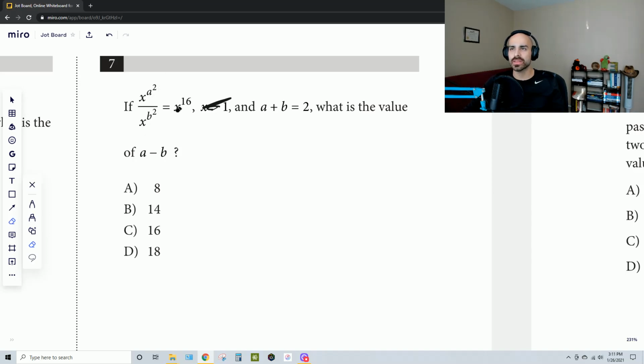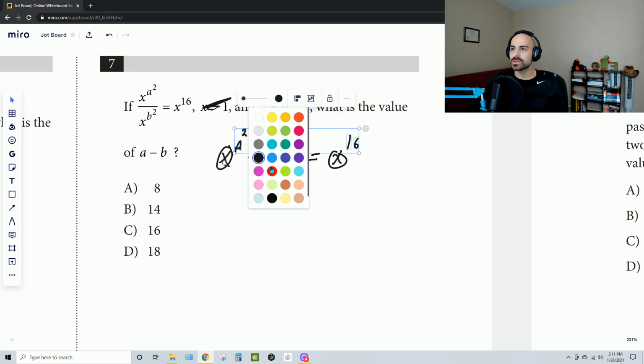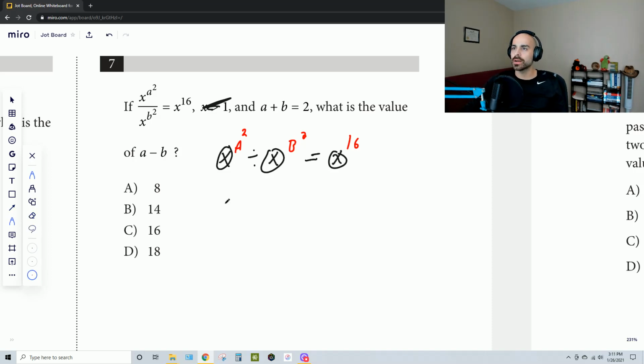So I know that that's a hint to rearrange this, let's write it as a division problem. x to the a squared over x to the b squared equals x to the 16th. Because all these bases are the same, what that means is we can look at these exponents, including the letters here that I have now in red, and we can just write that as its own equation here, where it's a squared, and because we're dividing here, minus b squared is equal to 16.